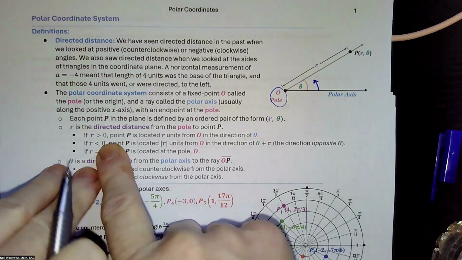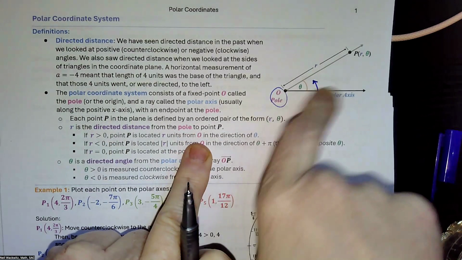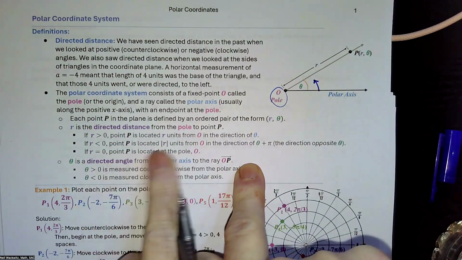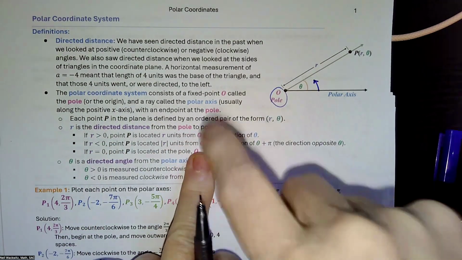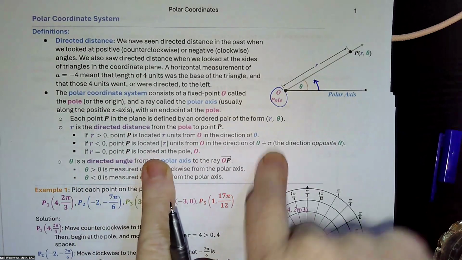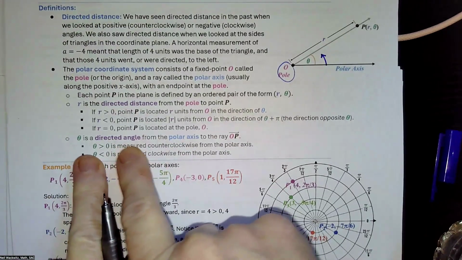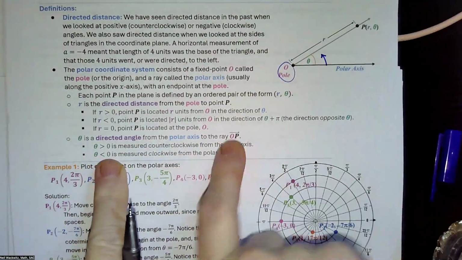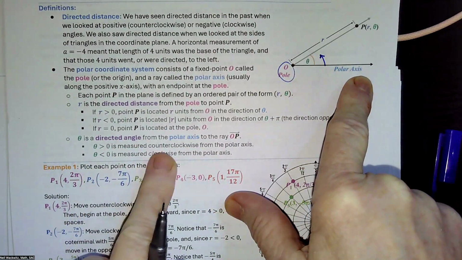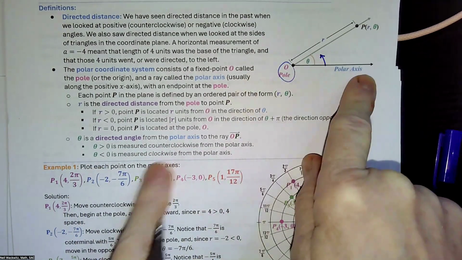If r is positive, then we're going to start at the pole and go in the direction of theta. If r is negative, we'll start at the pole and go in the direction opposite to theta. And if r is zero, we're going to be on the pole. Theta is a directed angle, just like we said. It starts at the polar axis. If it's positive, it's counterclockwise. If it's negative, it's clockwise. And always it starts at the polar axis.